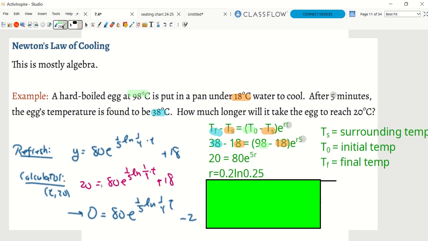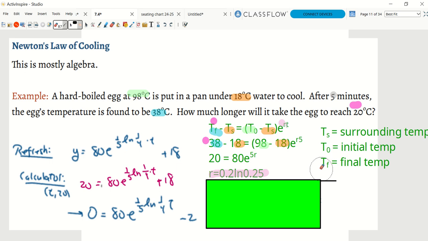Now I'm going to plug the R back in. What's a color I have not used yet? Pink. I'm going to plug the R back into this general equation and plug everything the same, except instead of TF being 38, I'm going to use 20 now, because it says how much longer will it take the egg to reach 20. So I just plug this in for TF and then solve backwards for T for the gray.